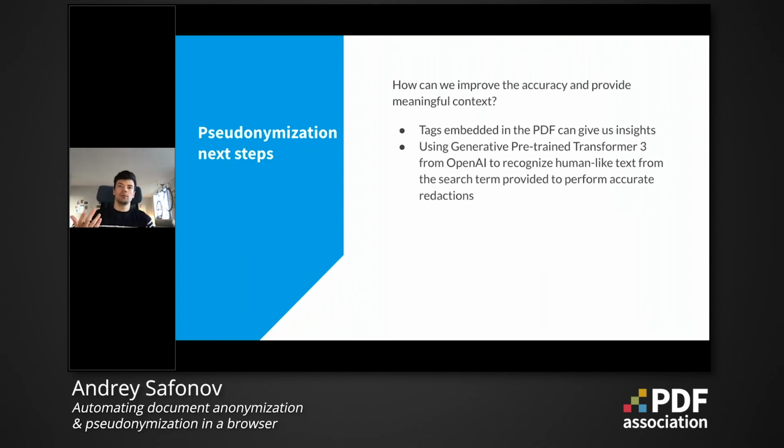So, for example, a few approaches are here on how to improve that process, and how I think this process will be improved in the future. Now, the really cool one, Generative Pre-trained Transformer 3 from OpenAI, can actually recognize human-like text from the search term provided to perform accurate redaction. If you remember a couple of slides ago, I was talking about how the way you and I would search for the exact same piece of information might actually be different.